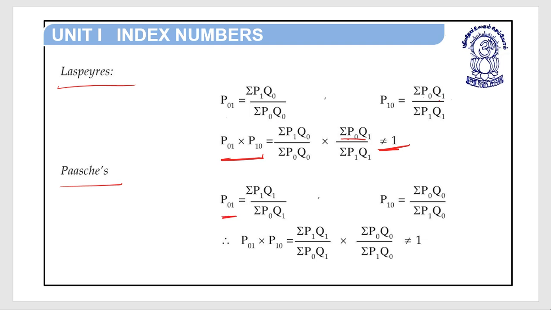Paasche's formula: P01 is sigma P1 Q1 upon sigma P0 Q1, P10 is sigma P0 Q0 upon sigma P1 Q0. Now multiply, so P01 into P10 is sigma P1 Q1 upon sigma P0 Q1 into sigma P0 Q0 upon sigma P1 Q0, which does not equal 1, as the terms do not cancel with each other.